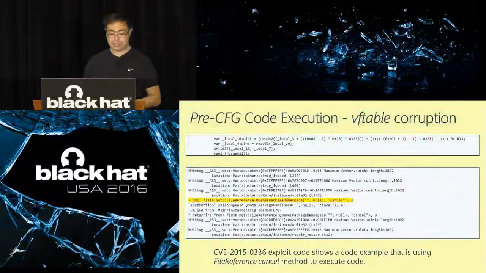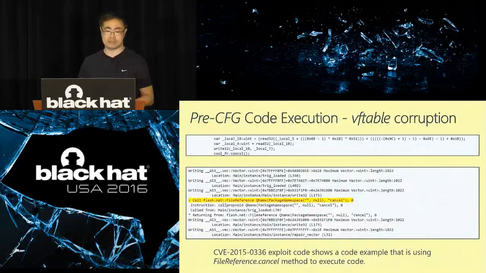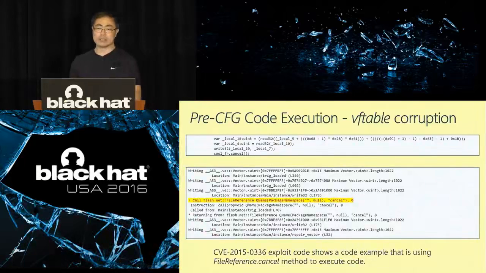For example, when CFG was not present, VF table corruption from the actual Flash exploit code was just 4 lines of code. It reads some object address, overrides one function pointer inside the VF table, and then you call one method from that corrupted object. The yellow background line is just calling file reference cancel, which is a very well-known exploitation target object.